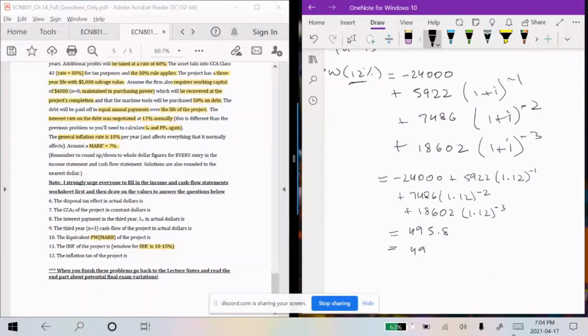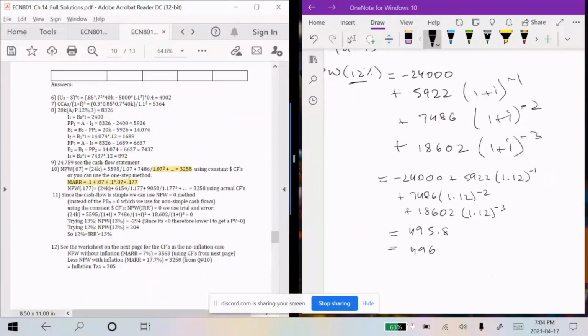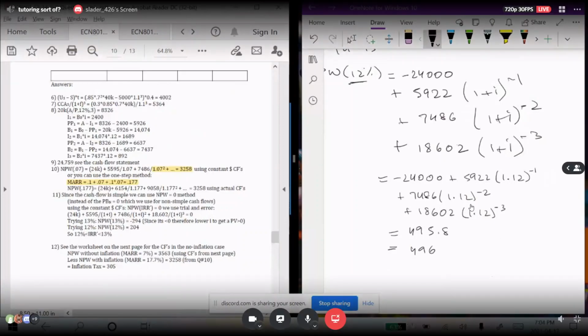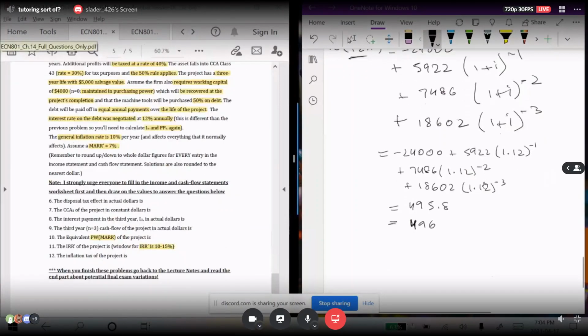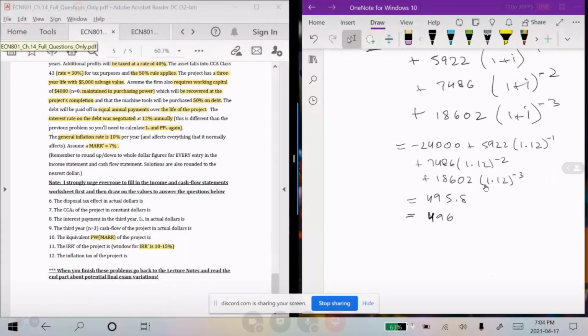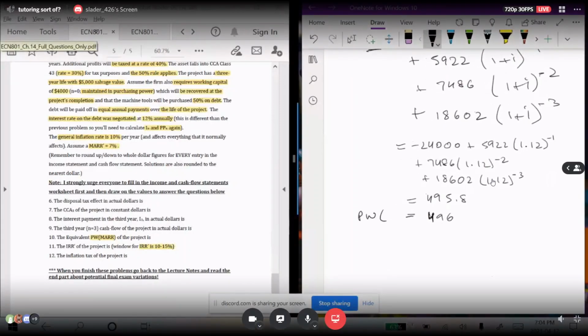Let me check if this is what he got. He got 204. Probably messed up somewhere. Oh, yeah, never mind. He took the 5595. That's probably why. It's one value that was wrong, and it messed up the whole problem. Okay, so this was for 12%. So you have a present value for 12%, and it is positive.